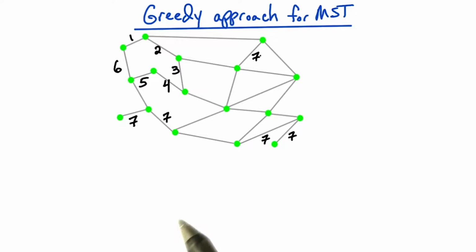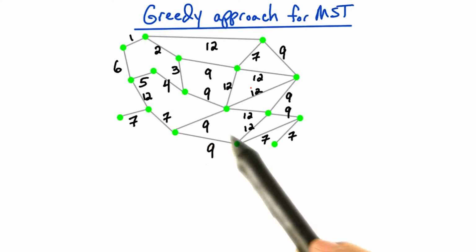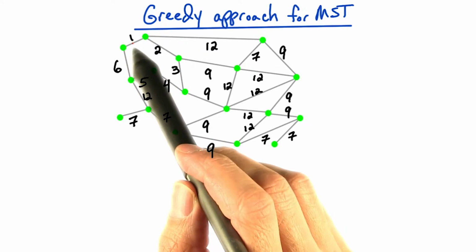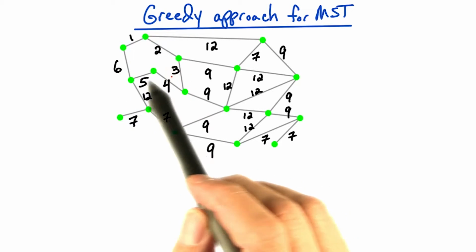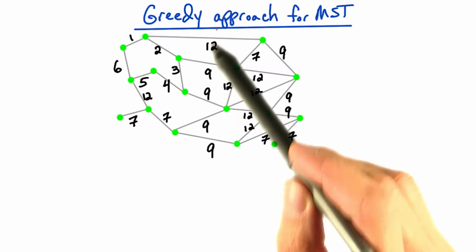So let me give a bunch of edges weight 7, and I'll give a bunch of edges weight 9, and the remaining edges I'll give weight 12. Now most of the weights don't matter for this example. I want to focus on this particular cycle, so really the first 6 weights are the only ones that matter. Now let's look at how I would approach the MST problem from the greedy perspective.